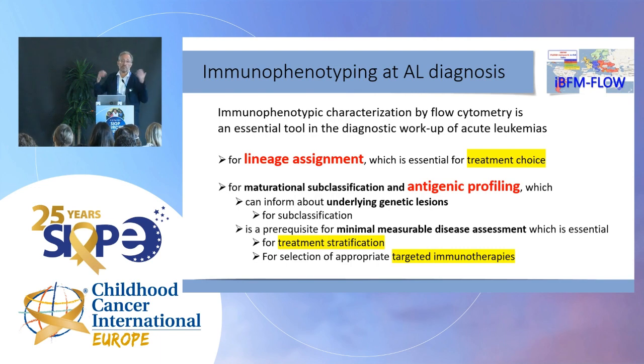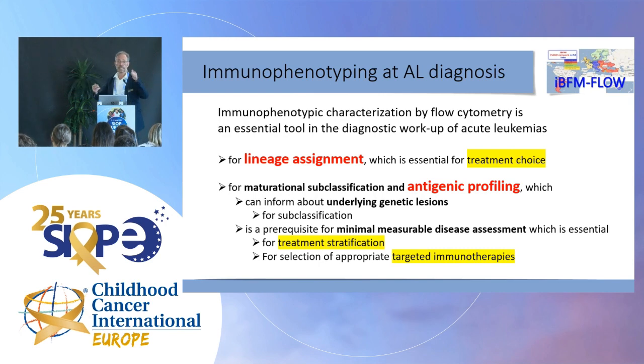So you could say, what the hell is maturation? Why is this interesting? And I will show you that this actually has to do largely with this antigenic profiling informing about the underlying genetic lesions. And this actually can also be used for the molecular and the genetic people thereafter to really find their way better than they would, because genotyping, etc., is now a very large field in leukemia.